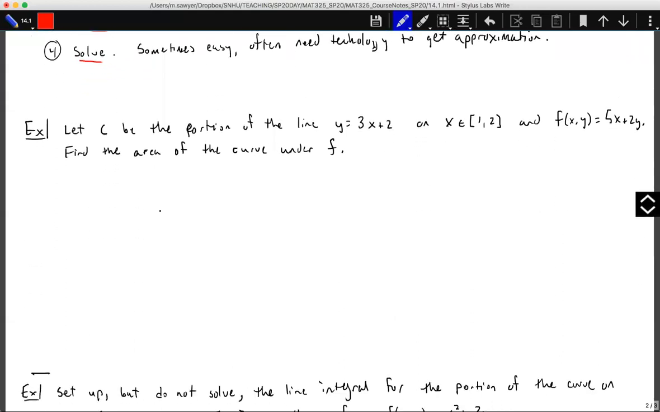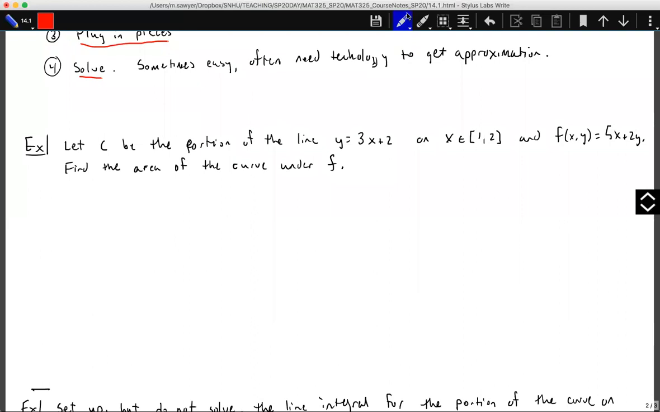So let's let C be the portion of the curve along the line y equals 3x plus 2 on the interval x equals 1 to 2, and the surface is f of x, y equals 5x plus 2y. And we want to find the area under the surface f. So the first thing we need to do is parameterize our curve.